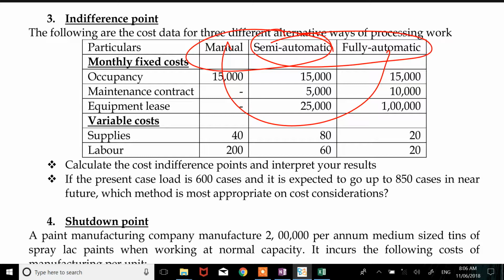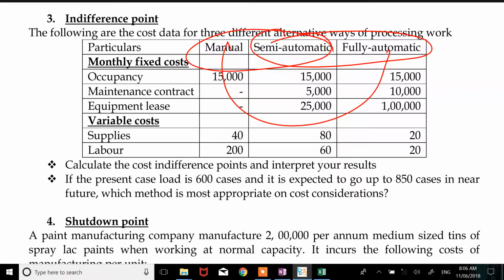Full stop. Hence the company can directly go ahead with implementation of the fully automatic method. Clear? Any doubts on this?